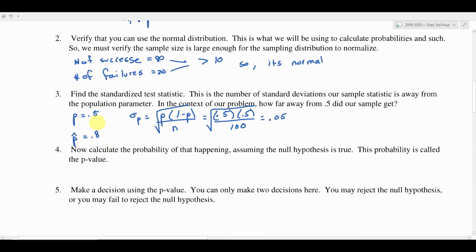So how many standard deviations apart are these two? That's what we want to know. To calculate that, we take our sample statistic, 0.8, subtract it from our assumption about the population, which is 0.5, and then divide by what a standard deviation is. This is very similar to what we did in the beginning of the year where we calculated z-scores. If we run this calculation correctly, we should get a 6. So what this is telling us is that this 0.8 is 6 standard deviations away from 0.5.